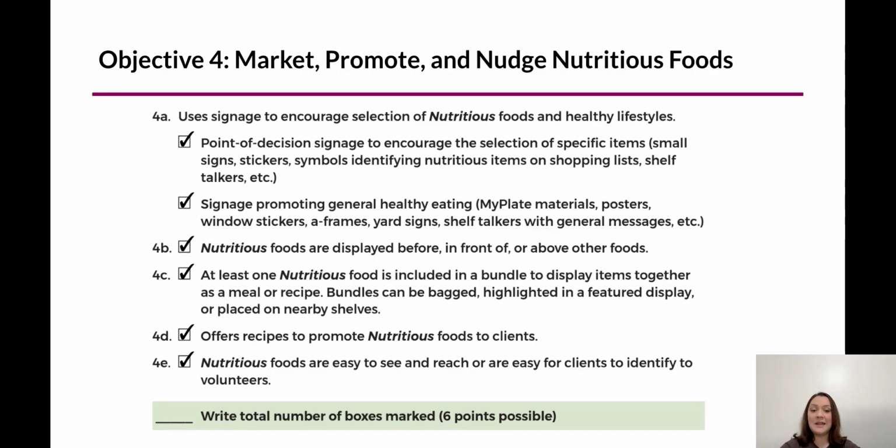This can mean that they are placed at eye level, foods are clearly labeled, and they're easily accessible to both neighbors and team members. After you review all of Objective 4, tally up these points for a total of 6 points possible. And that's it for Objective 4 of the NEFPAT Plus.